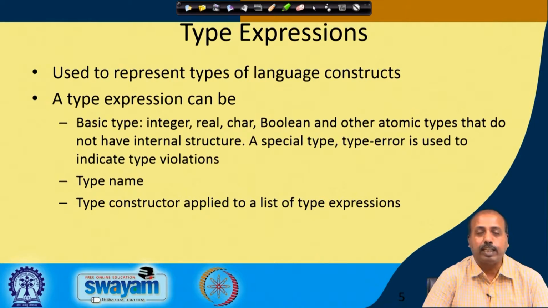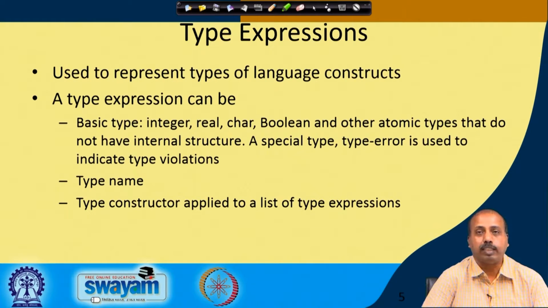It is for indicating type violation. Whenever there is a type violation, associated with the corresponding construct, we will put that its type is type error, so that we can point out the type errors. Then we can have a type name, that is, we can define a new type and give it a name, and we can have some type constructors.